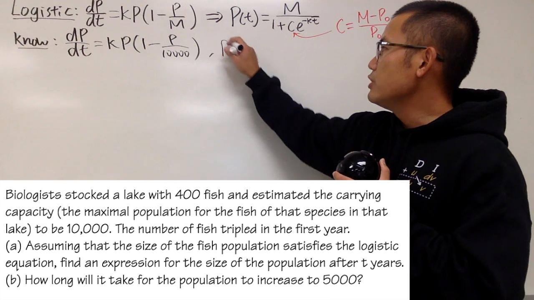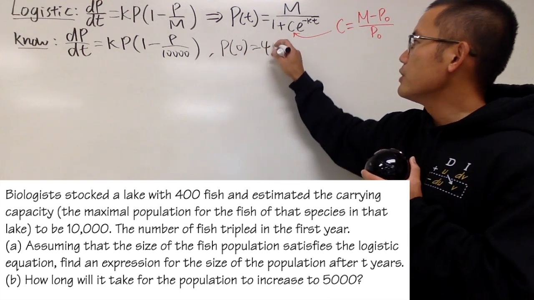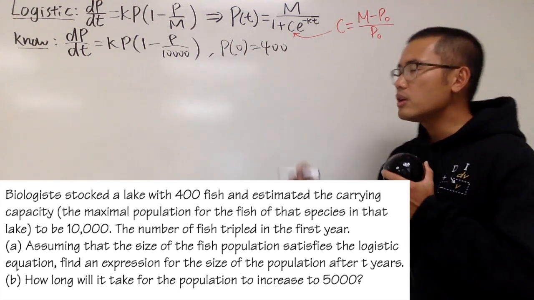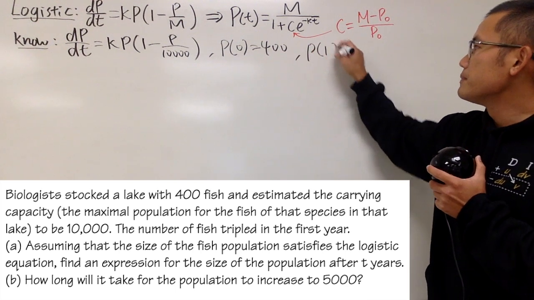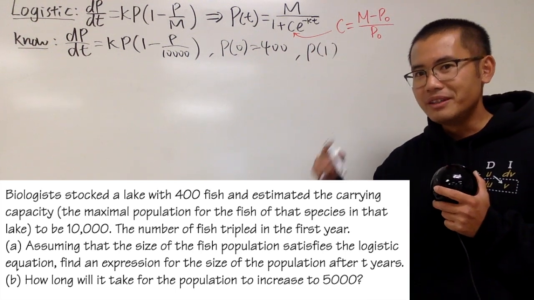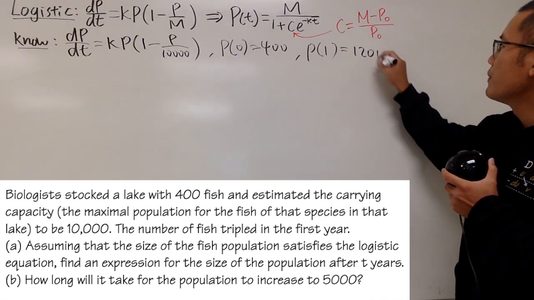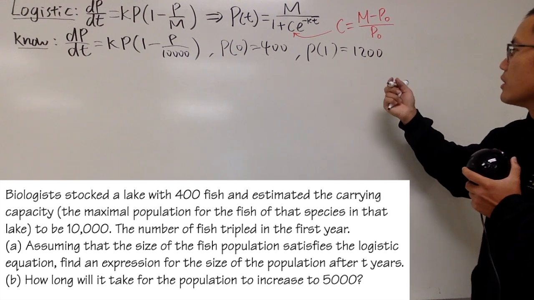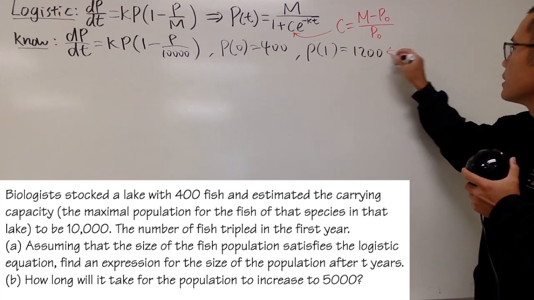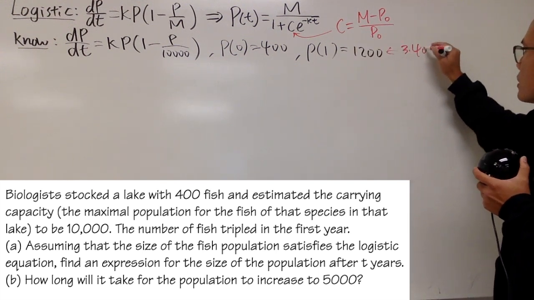And we also know that initially we have 400 fish, so P of 0 is equal to 400. And after 1 year, what happened? Well, the fish has been tripled, right? So that will be 1,200. Let me just write this down right here for you guys. It's because 3 times 400. That's the idea.